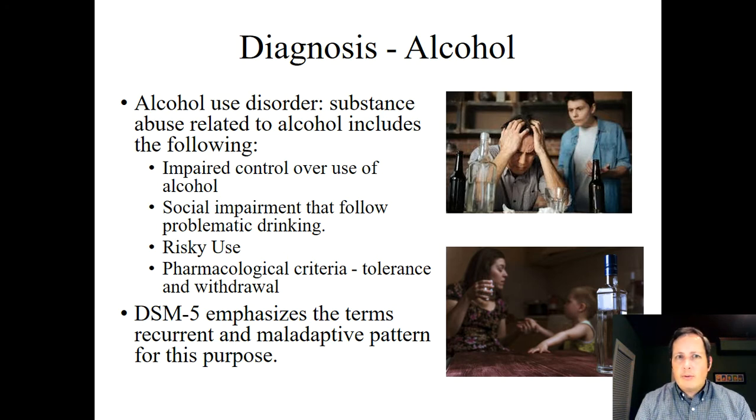The course and outcome, some of the things we'll be talking about is that it's fairly unpredictable in regards to alcoholism. As far as the DSM-5, it really does emphasize the recurrent and maladaptive pattern. So there can be some of these characteristics in individuals who do not necessarily have alcohol use disorder because they aren't something that occurs over a great period of time. So remember, there's always a durational aspect when we get into official diagnoses.